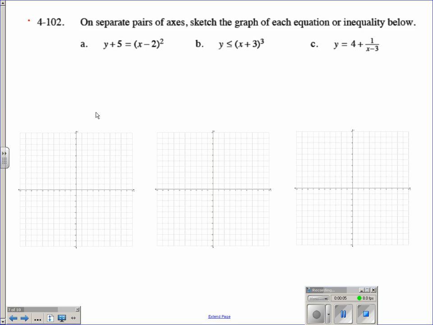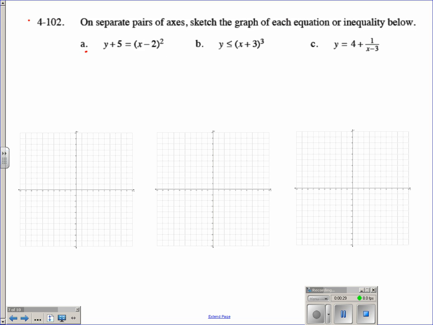Okay, here we go. Problem 4-102. On separate pairs of axes, sketch the graph of each equation or inequality below. Letter A. y + 5 = (x − 2)². Oh, this one looks fun.